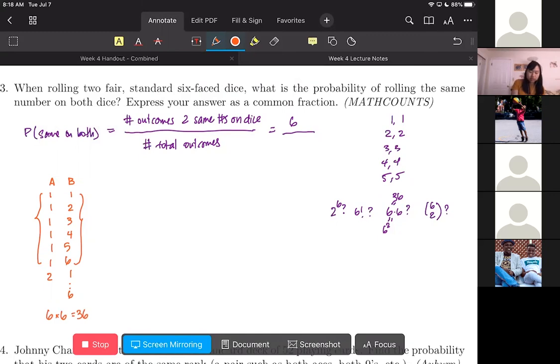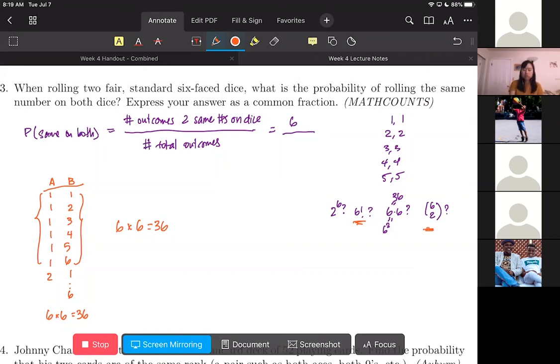Another way is the same reasoning, but without writing it out. For the first die, I have 6 possibilities. For the second die, I also have 6 possibilities, and I can combine them in any of those combinations. So I multiply, I get 36. Some of these other ones, 6 factorial doesn't quite make sense because that is saying how many ways can I permute 6 different numbers.